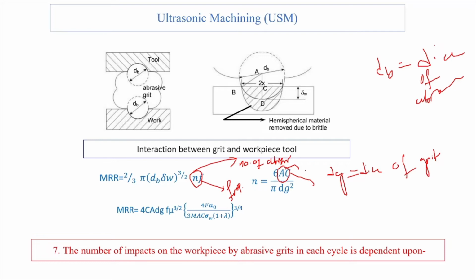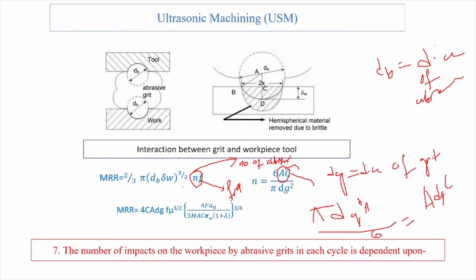And that C is actually the concentration of abrasive grits. So from that equation, we can say that the concentration of abrasive grits is related to pi into dg cube into n divided by 6 equals A into dg into C. So if we solve or simplify this equation, we'll get n, the number of abrasives.